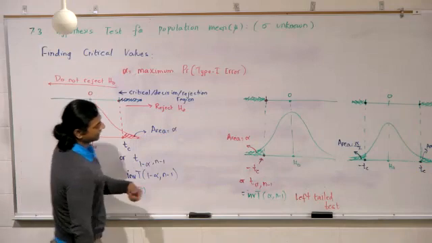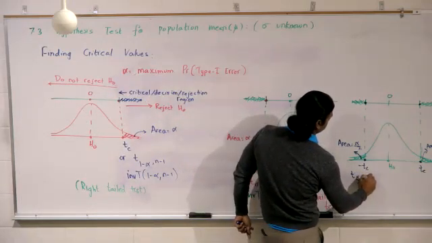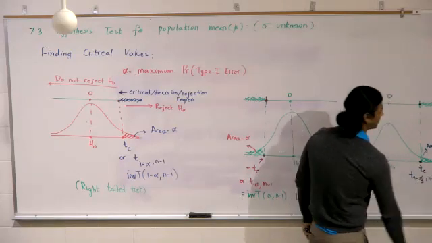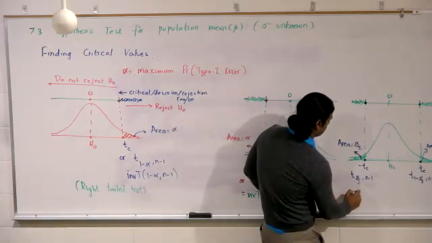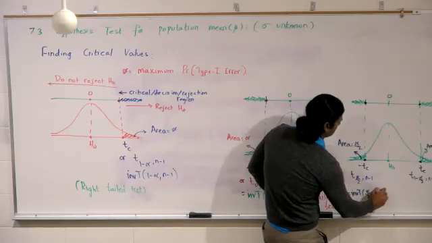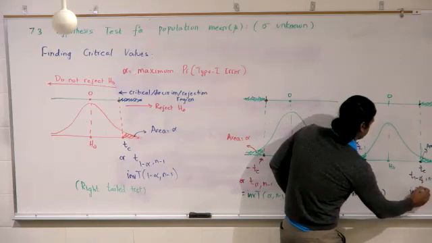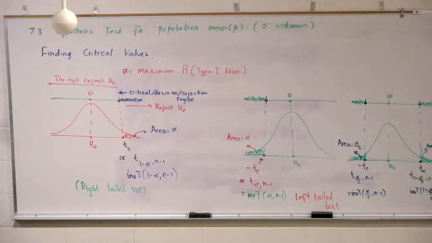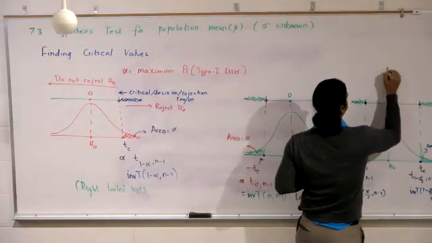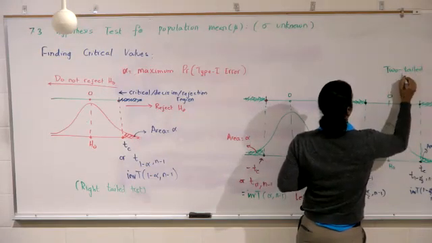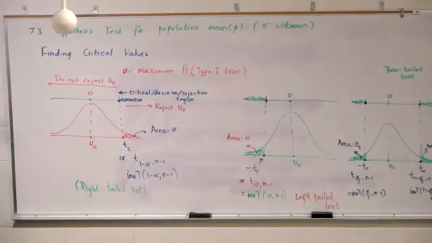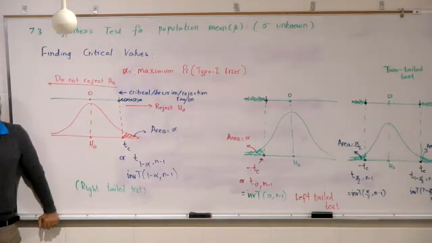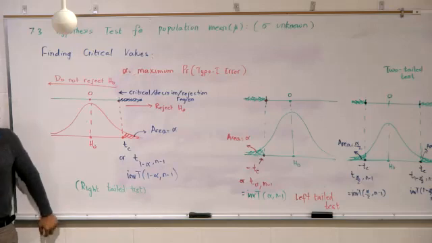You can use the calculator to find this. T sub alpha over 2, comma n minus 1. On the other side, T sub 1 minus alpha over 2, comma n minus 1. Inverse T on this side, same on the other side. And that is for a 2-tailed test. If you do not have a TI-83 or 84 calculator, which would give us inverse T, what should we do? We use the table from the textbook. Good. Table 5 in the appendix, t-distribution.